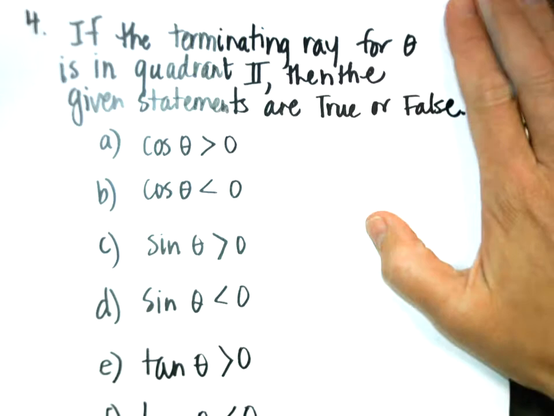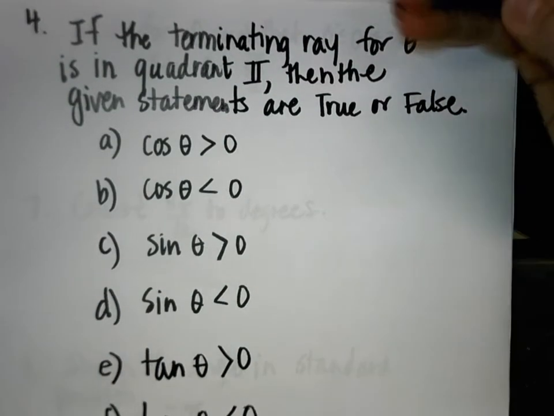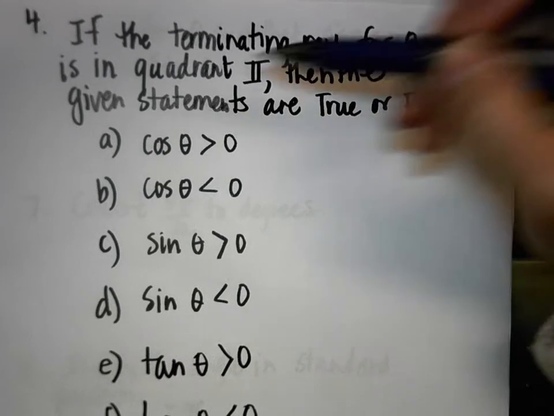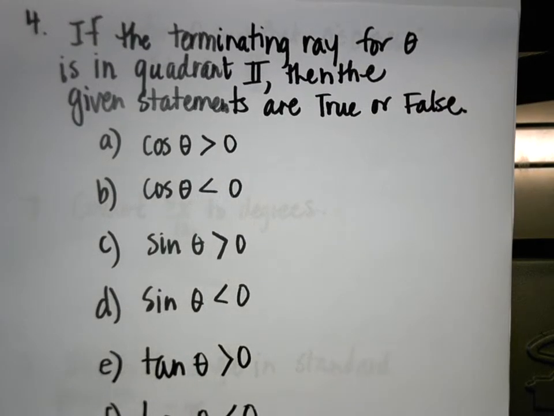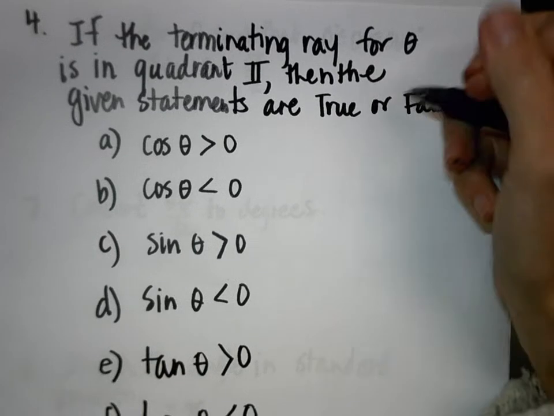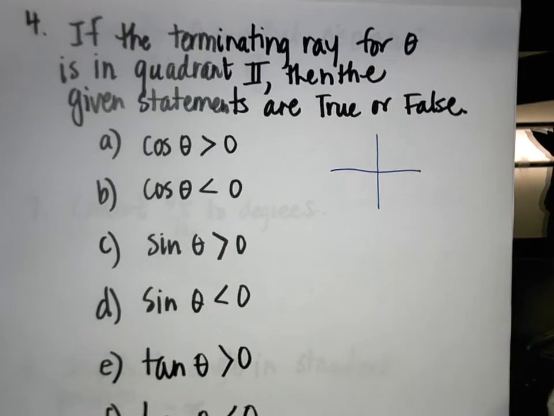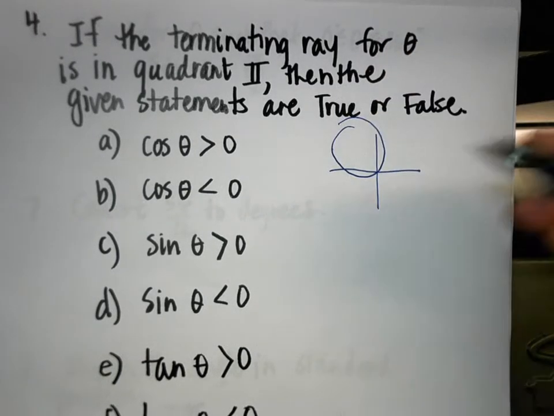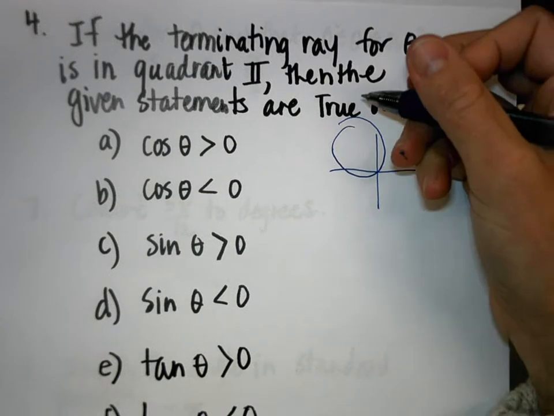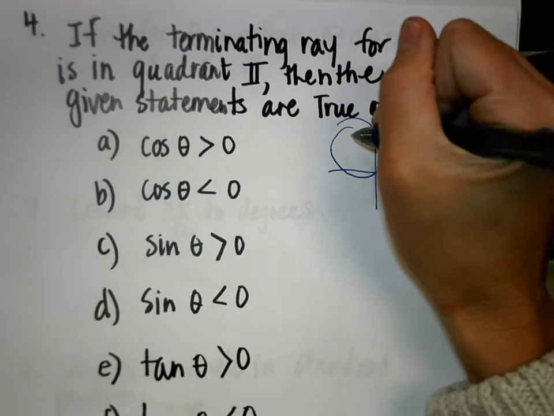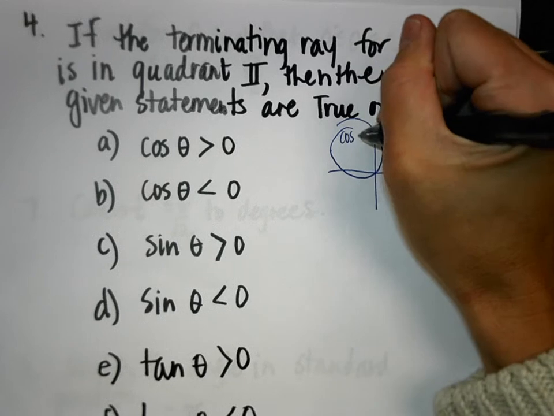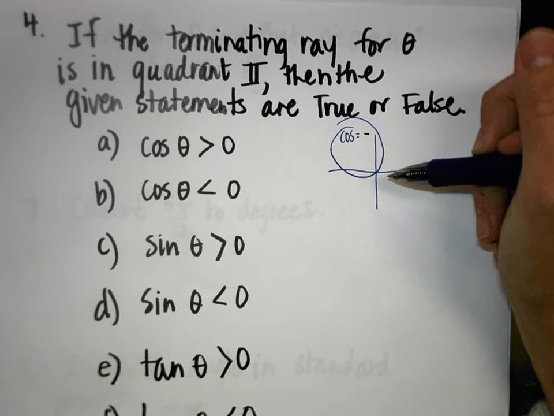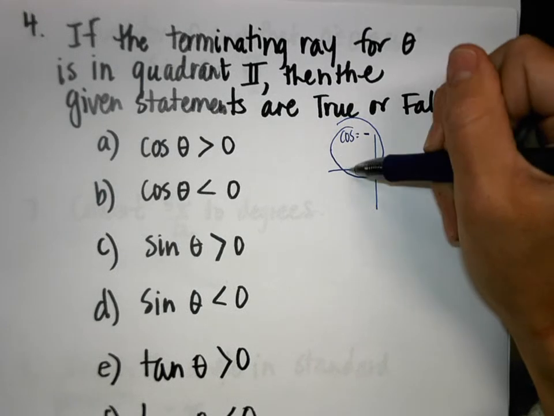Number 4. If the terminating ray for theta is in quadrant 2, then the given statements are true or false. Okay, so first of all, we're talking about quadrant 2. So if we go ahead and draw our little coordinate plane, this right here is quadrant 2. So we want to figure out what cosine, sine, and tangent all are in this quadrant. And so we know that cosine is negative in this quadrant because cosine is dealing with the x value, and in this quadrant our x's are negative.